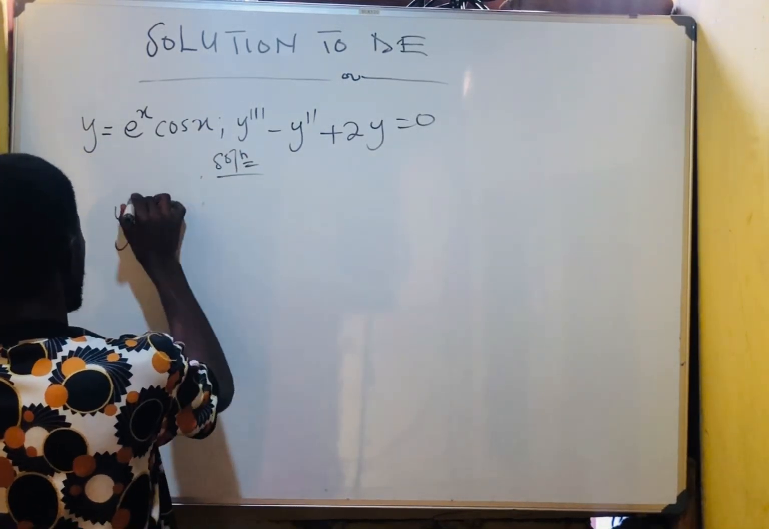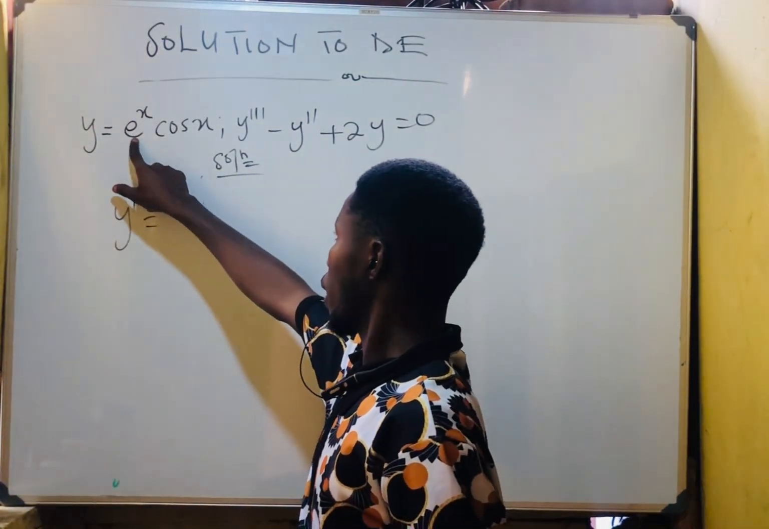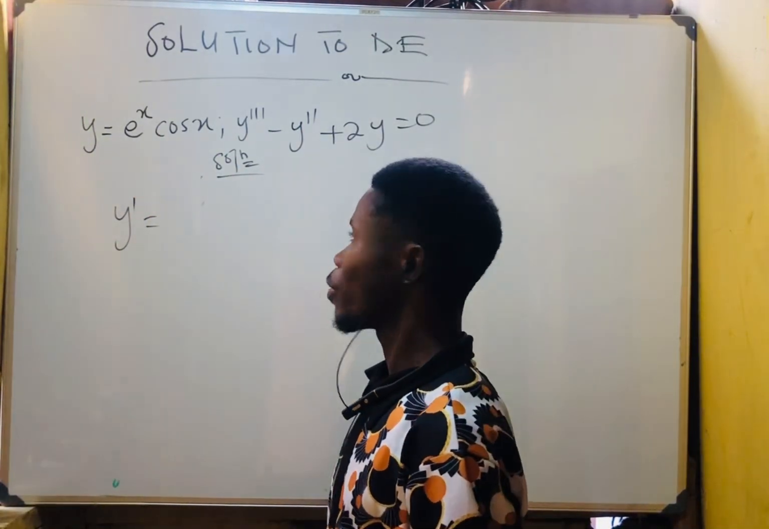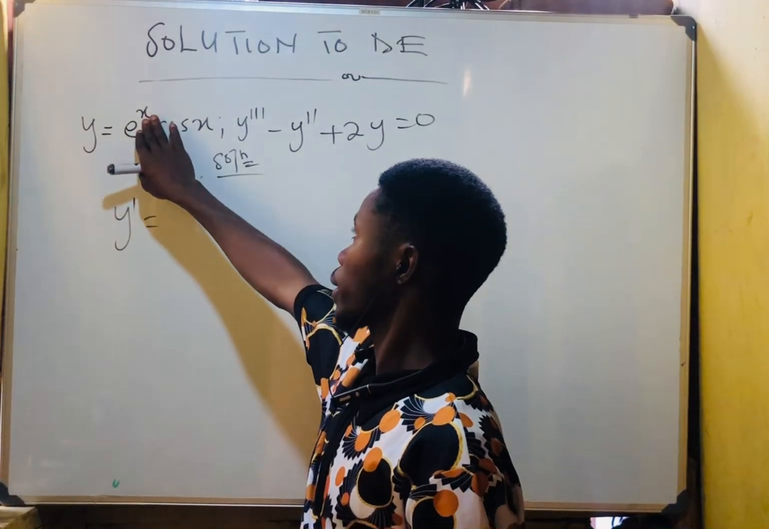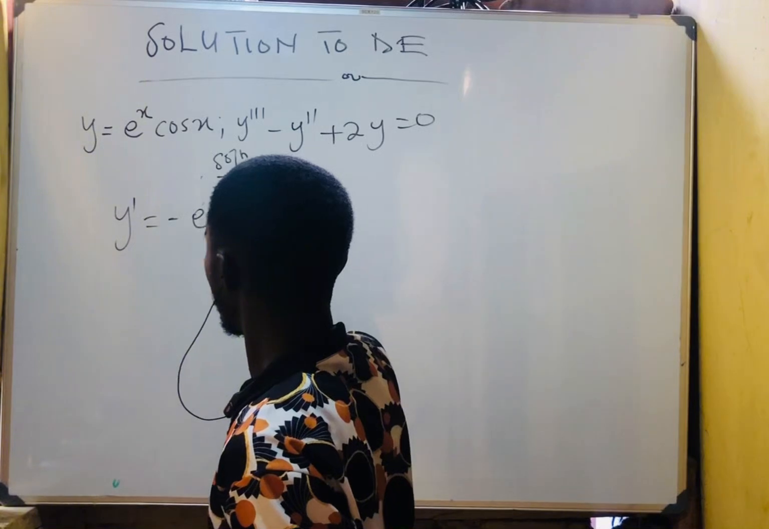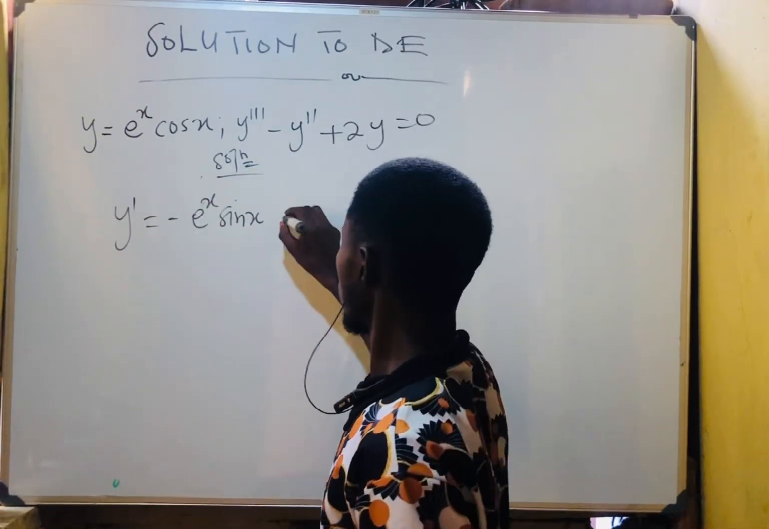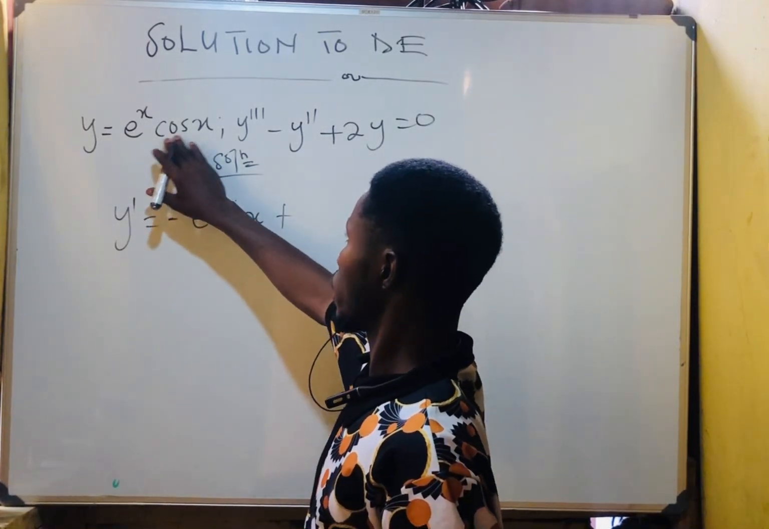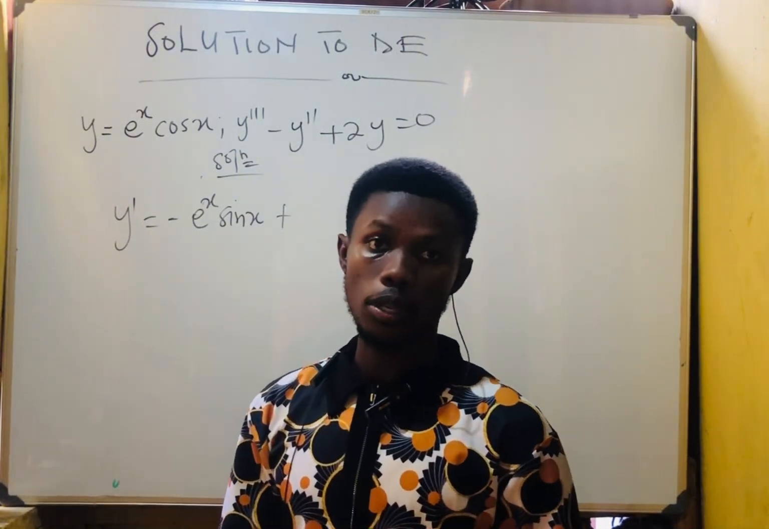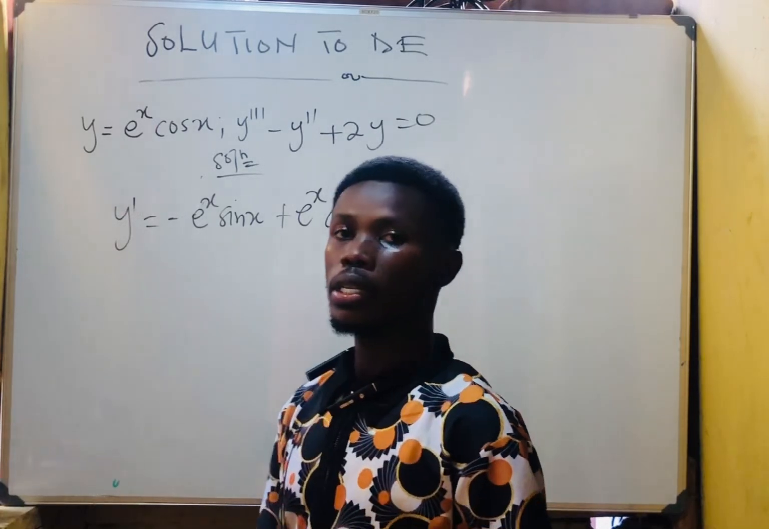So y prime, so I'm going to differentiate it the first time. Now this is e to the power x, this is cos x. So this one is what? A product rule. So if I want to differentiate it, first I'll hold e to the power x and I'll differentiate cos x. That gives me negative sine x. Plus, then I'm going to hold this, then I'll differentiate e to the power x. It's an exponential function, so differentiating e to the power x gives you the same e to the power x. So I have e to the power x cos x. This is the first derivative.